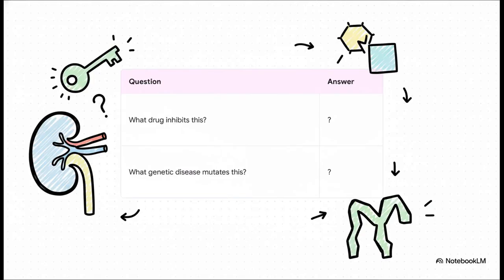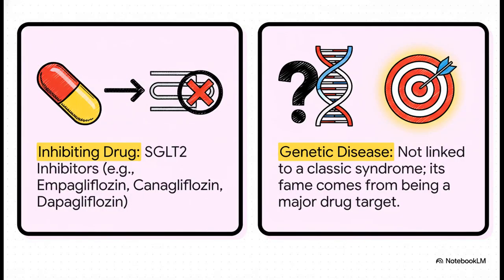All right, get ready. Here are your two questions. What drug class targets SGLT2? And what famous genetic syndrome is caused by its mutation? Think about it for a second. And here we go. The drugs are the hugely important SGLT2 inhibitors. You know them, the gliflozins.